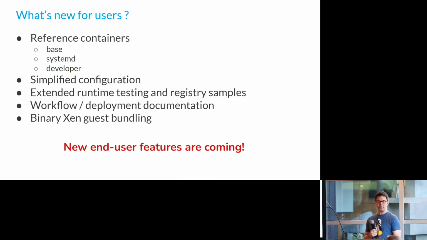What's new for users? There's the reference containers, there's a base, there's actually a systemd container, if you're interested in that. I have a little example of it. And there's a developer container. There's simplified configuration now to choose what you want to run. There's extended runtime and registry samples now. I tried to document more of the workflow. And there's more that I will now hopefully get started on, now that we're getting into that M3 timeframe of the current release.